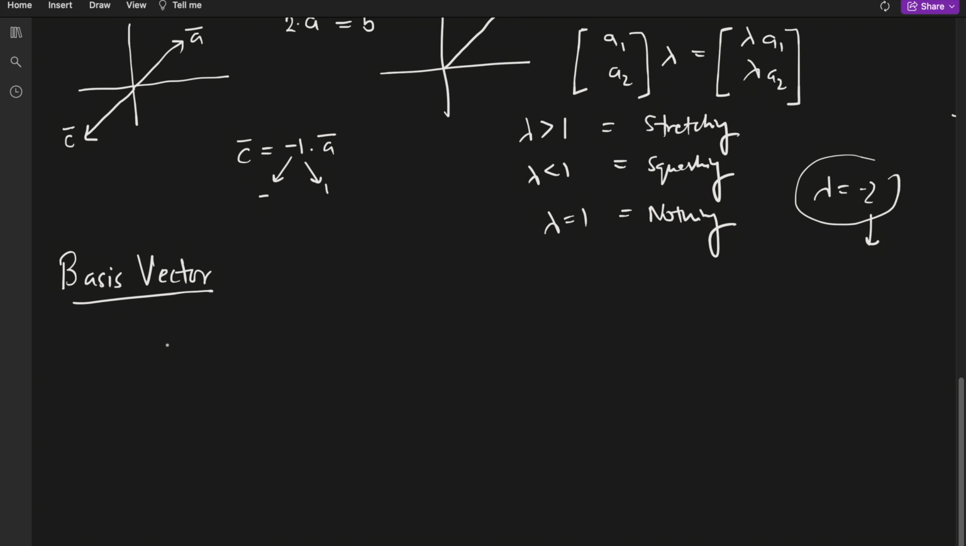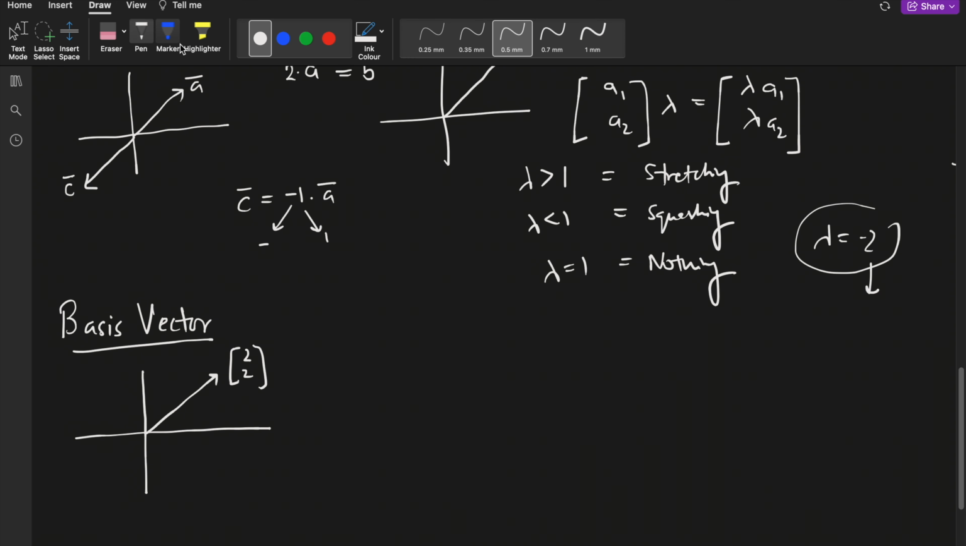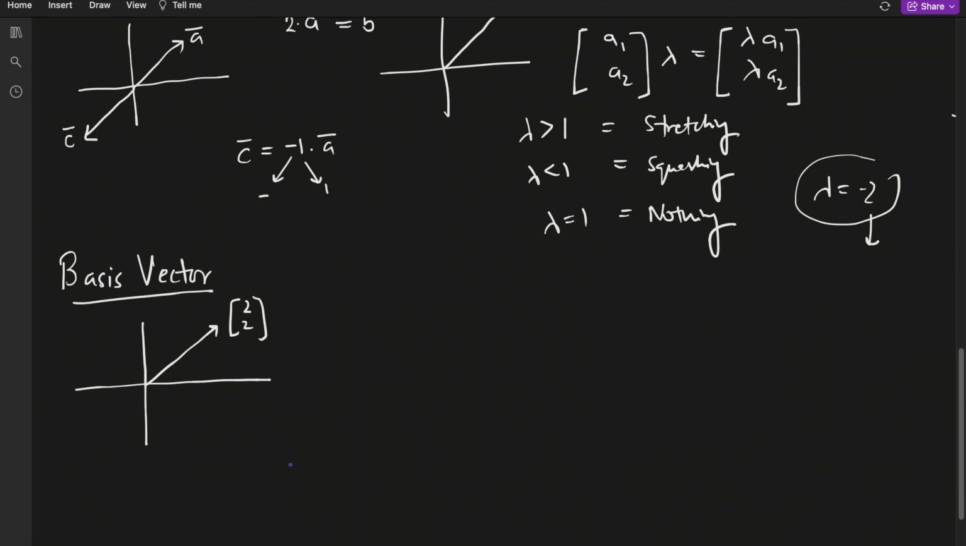So if you remember, when I drew this vector 2 comma 2, I said that instead of considering it as a 2 comma 2 vector, what we can do rather is treat it as a combination of two vectors. This is the one vector and this is another vector, right? So kind of moving first along this direction and then this direction.